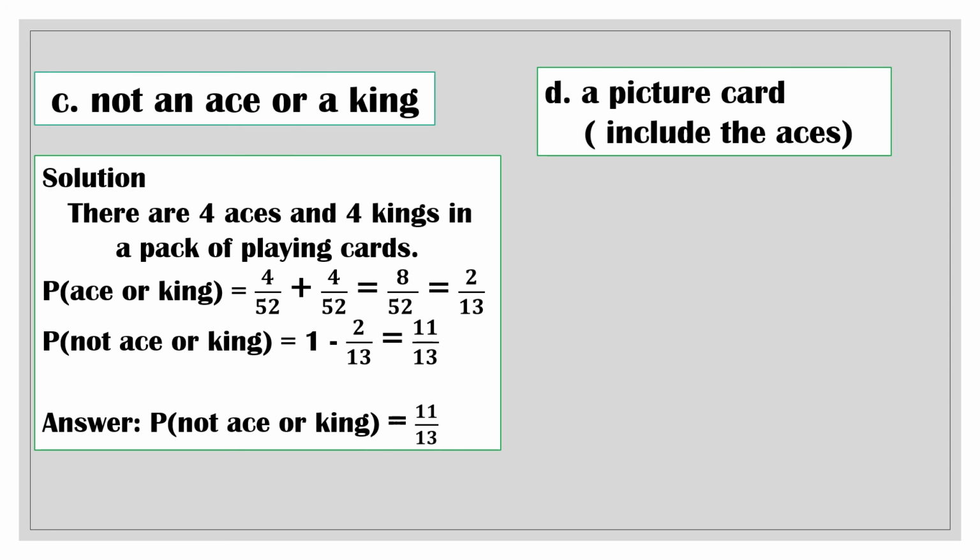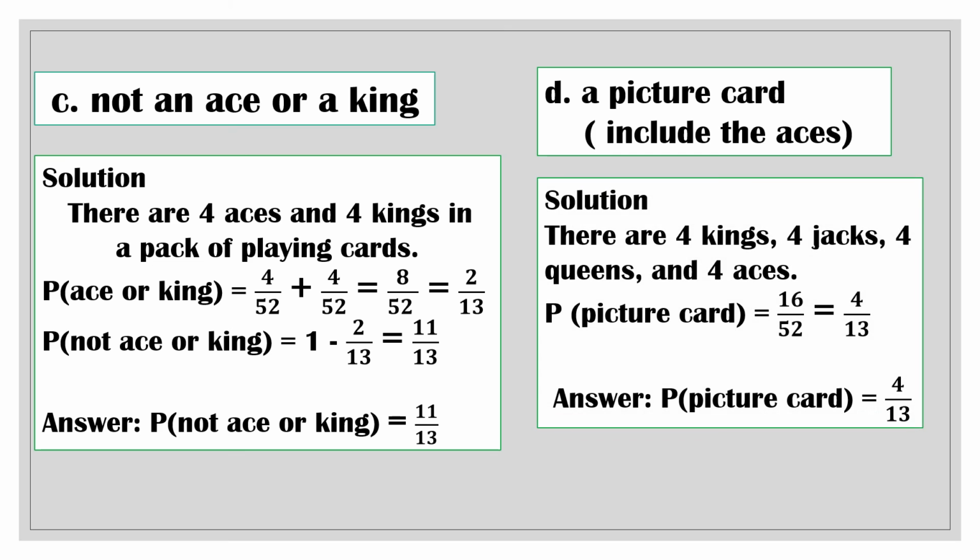Okay, next for letter D, a picture card. The probability of a picture card. This includes the aces. So we have the solution. There are 4 kings, 4 jacks, 4 queens, and 4 aces. So these are the picture cards, a card that has a face of a person or a king or whatever. So the probability of a picture card is equal to 16 over 52. You simply add the number of picture cards in each category.